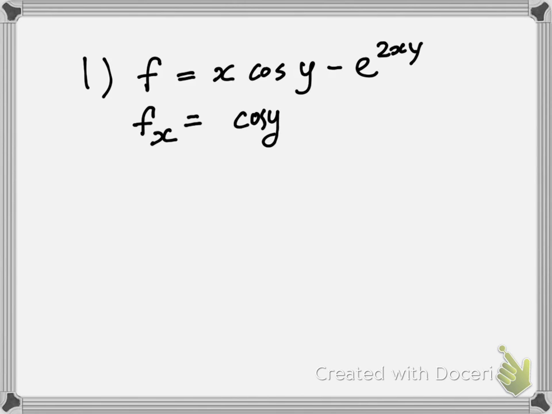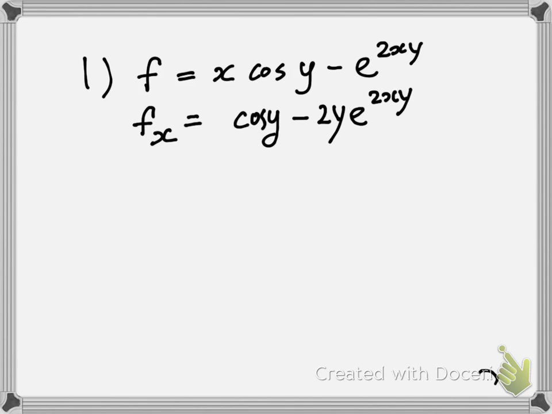But the second term, you get e to the 2xy. The derivative will be negative e to the 2xy. But according to the chain rule, you need to multiply this by the derivative of the numerator. And with respect to x, that will be 2y.